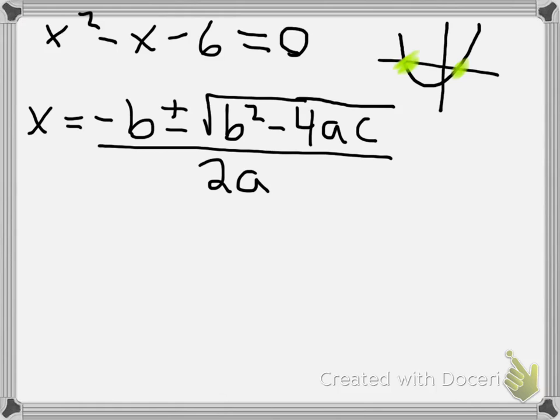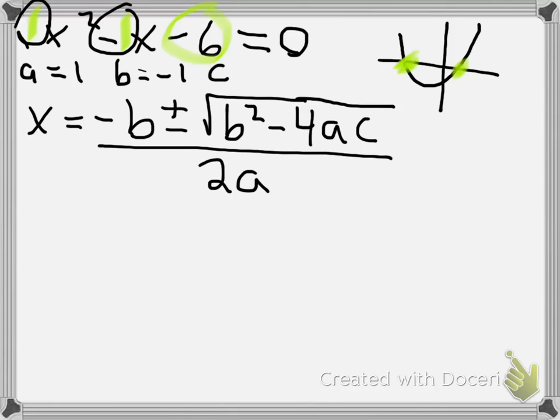If you remember how we did the factoring, we looked at the coefficients. There's a coefficient here of 1, there's a coefficient here of 1, and then this constant has a value in there. So we know that a equals 1, b equals negative 1, because there's a negative on there, and the c is negative 6. And so you just plug everything into the formula.